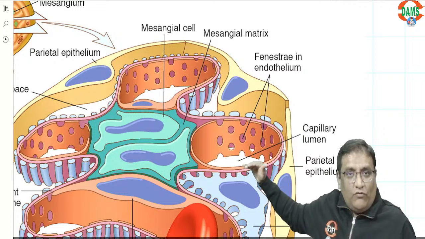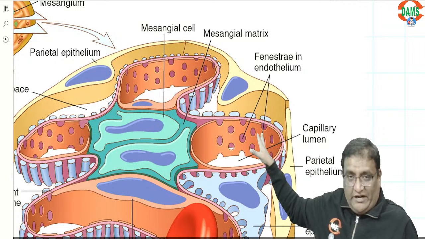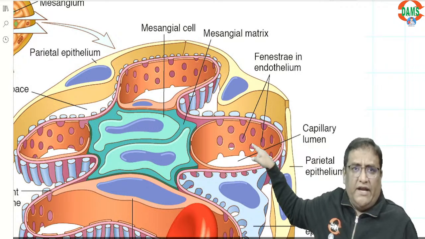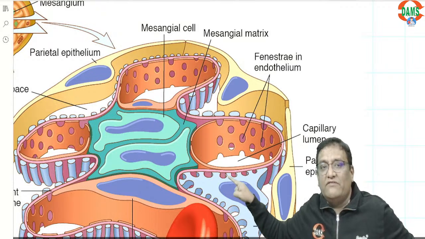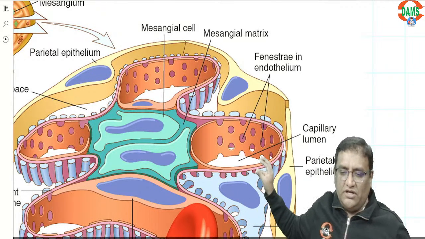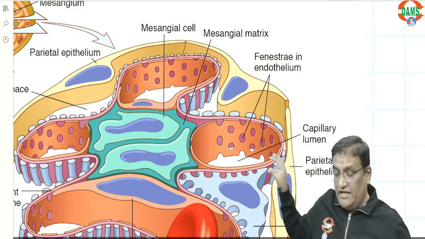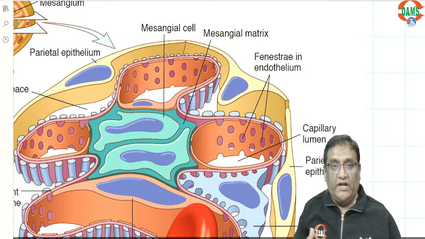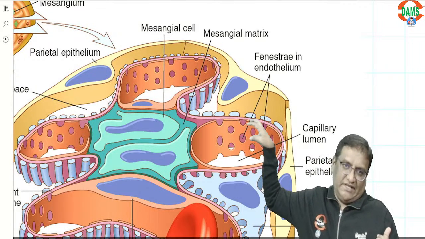So basically, there is one size-based filtration happening. The larger things don't get filtered out, correct? Smaller things definitely get filtered out. However, since there is a net negative charge in your filtration apparatus, this will lead to repulsion of the negatively charged substances in the blood.